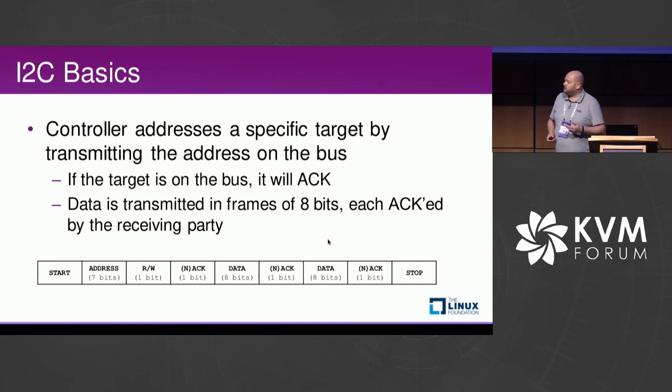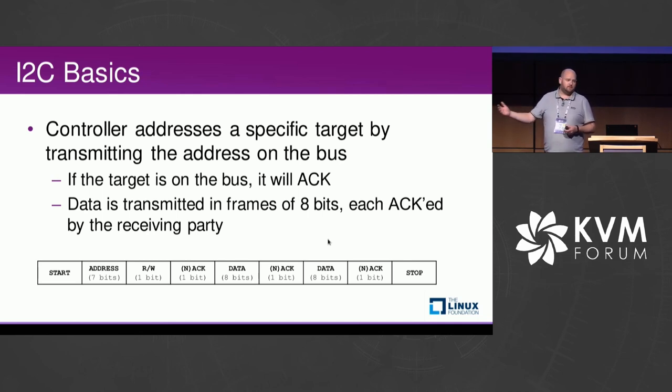As you can see here, we have something called a start and a stop condition, which is basically a wire condition. Then the controller sends the address, which is 7 bits, and then 1 bit to indicate whether it's a write or a read. If the target acknowledges this, then the data can start flowing. Mostly in this work, we're interested in the transmission part, where the controller is always sending to the target.